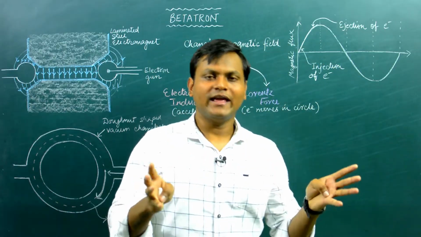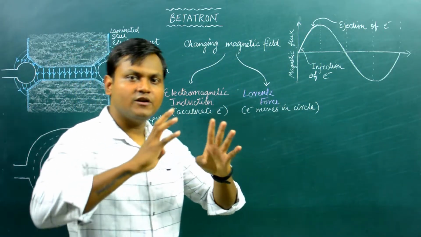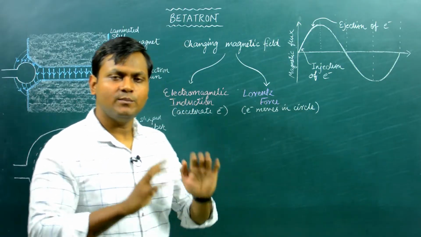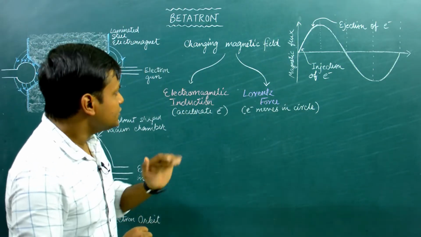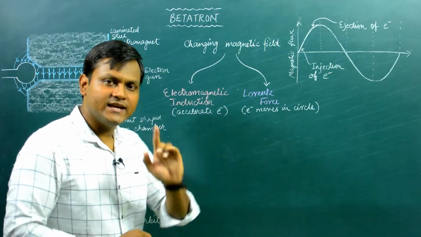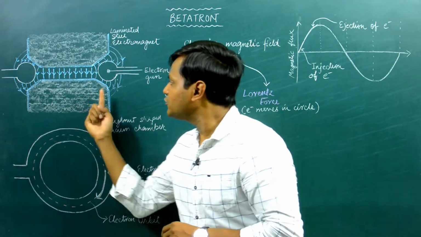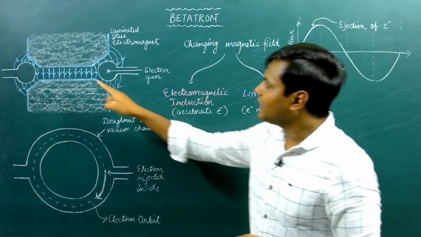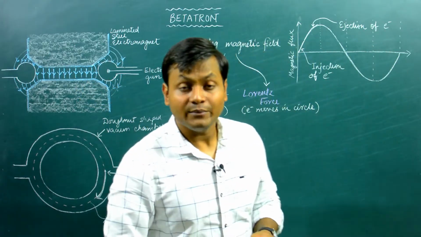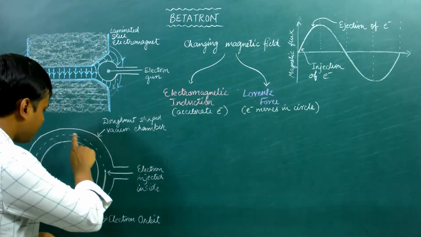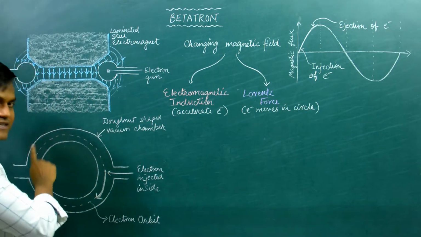However, this is not everything. We can look at the different parameters associated with it by looking at the equations involved. So let's first look at the electromagnetic induction that we are talking about. If the current in the electromagnet is changing, the magnetic flux is also changing with respect to time. That induces an EMF in the electron's motion inside the donut.